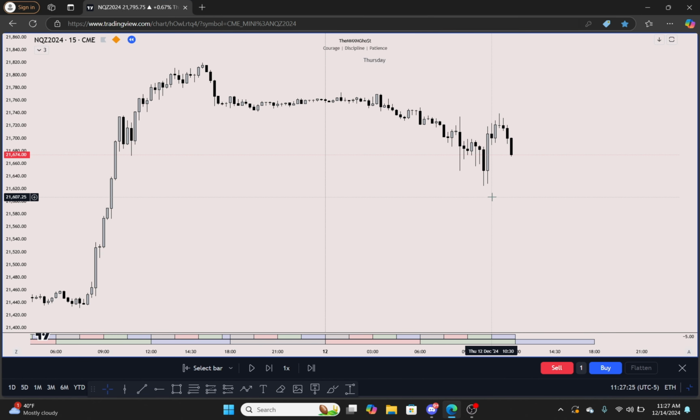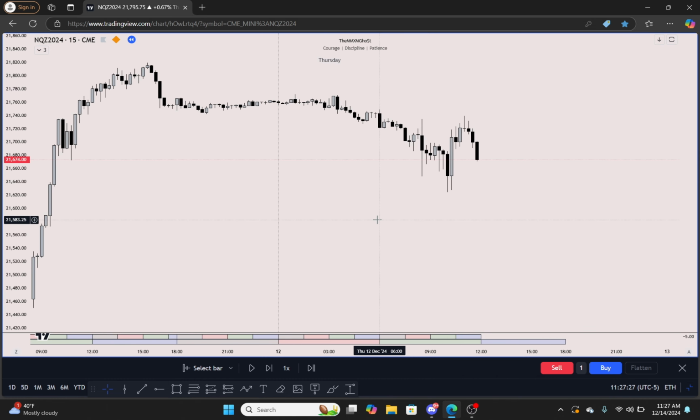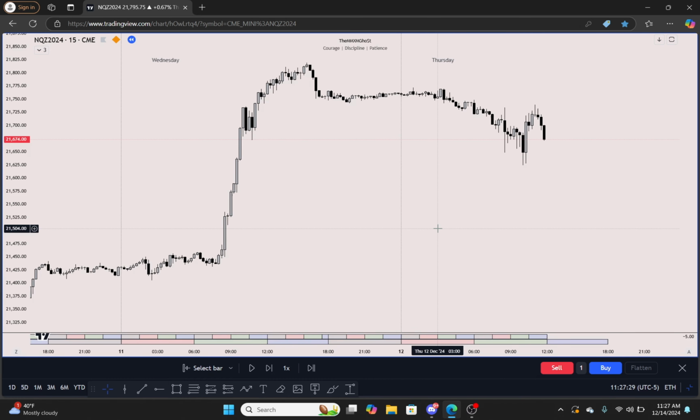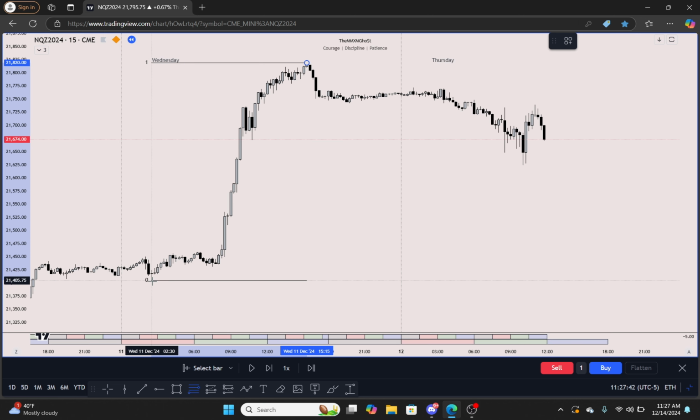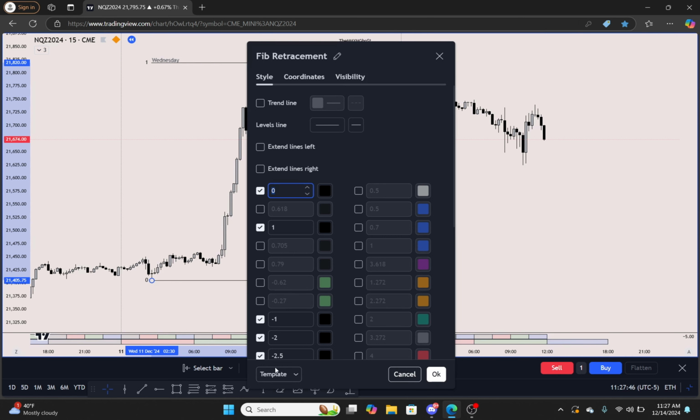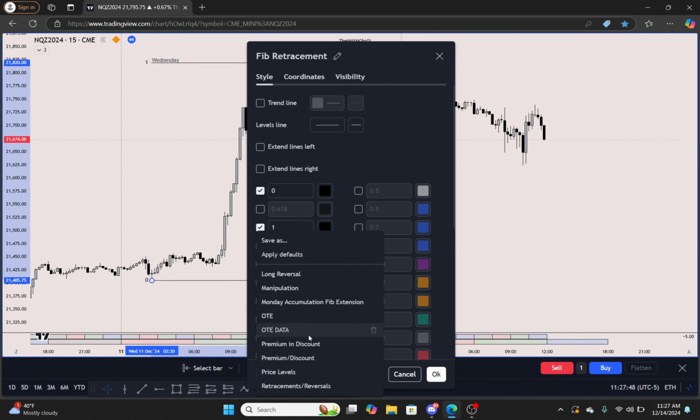Okay. So looking at the NQ chart here, we see Wednesday's price action from CPI has this extreme bullish move higher. Okay, so upon coming to my charts at 9:30, I'm looking.